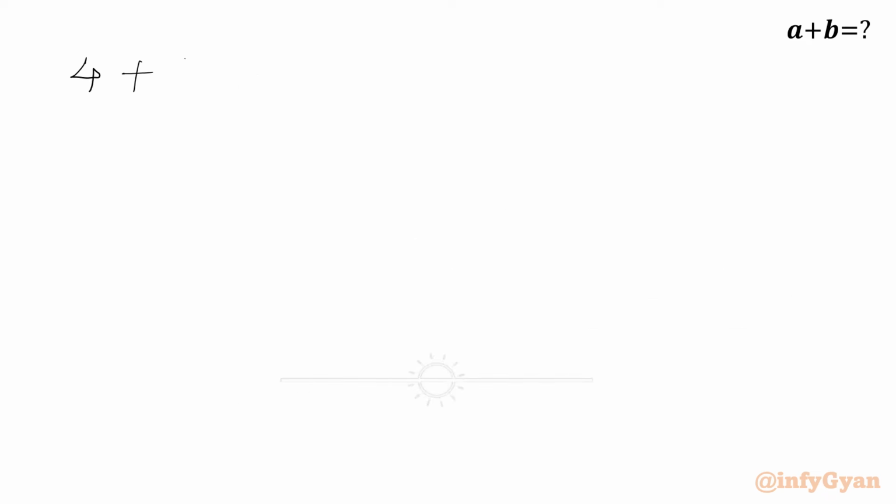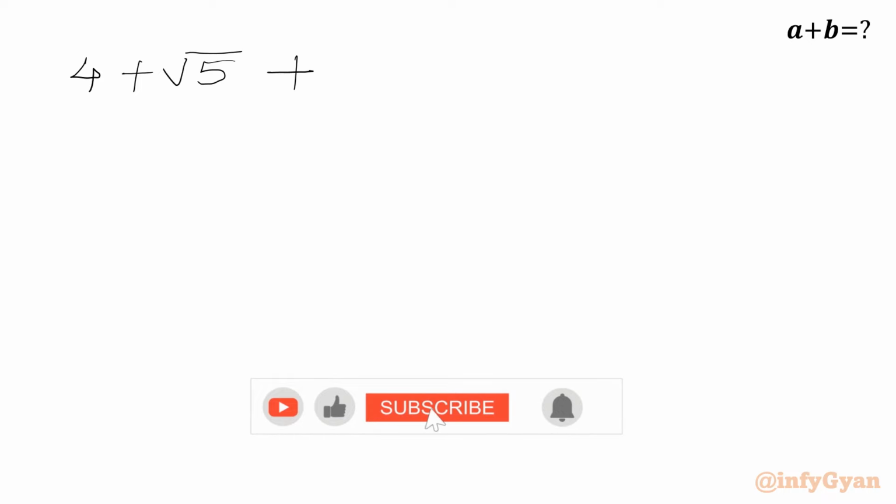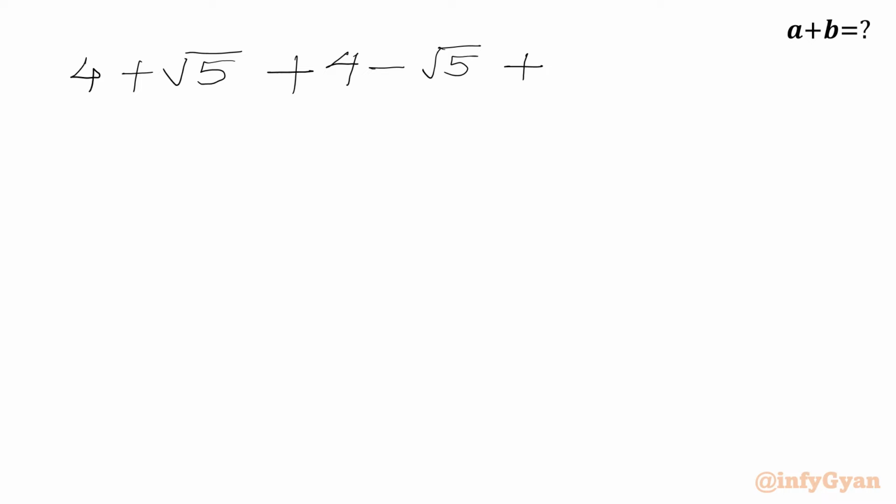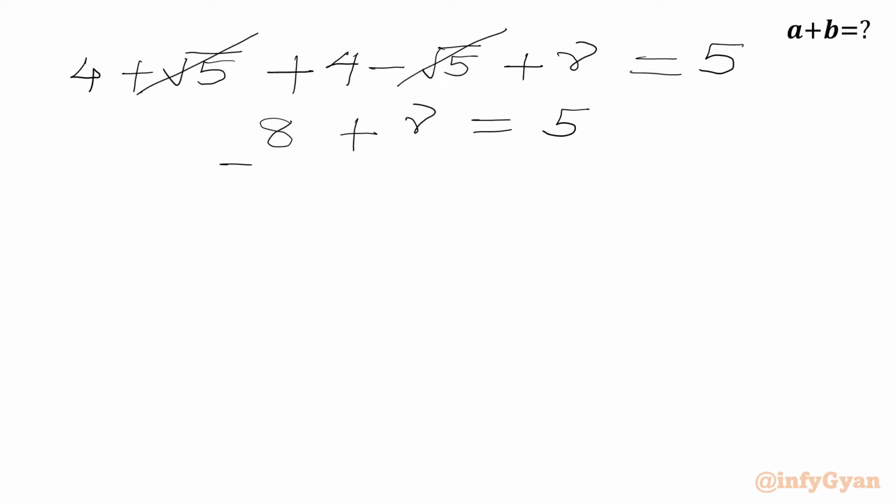Plus root 5 and minus root 5 will cancel. 4 plus 4 is 8, plus gamma equal to 5. Now we have to subtract 8 from both sides to get the value of the third root gamma. Plus and minus 8 will cancel. We will get gamma equal to 5 minus 8, which is minus 3.